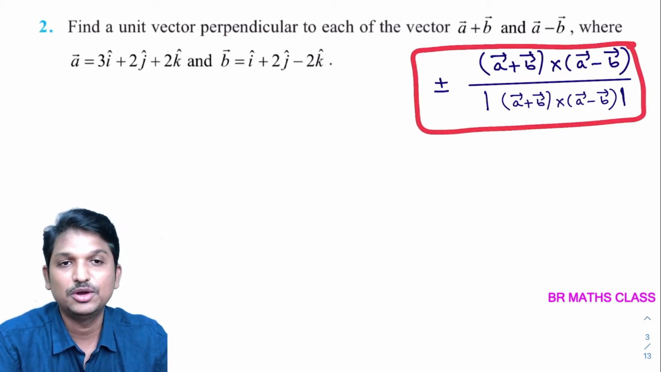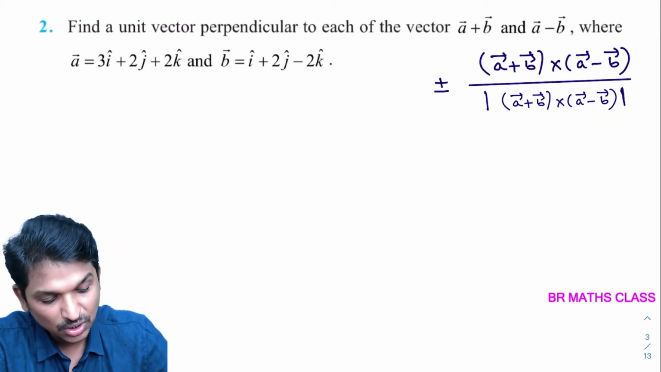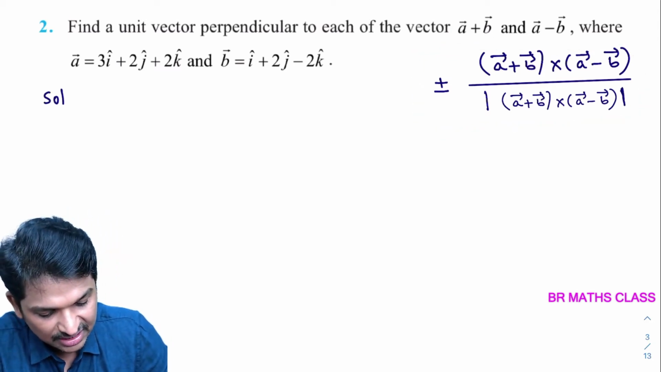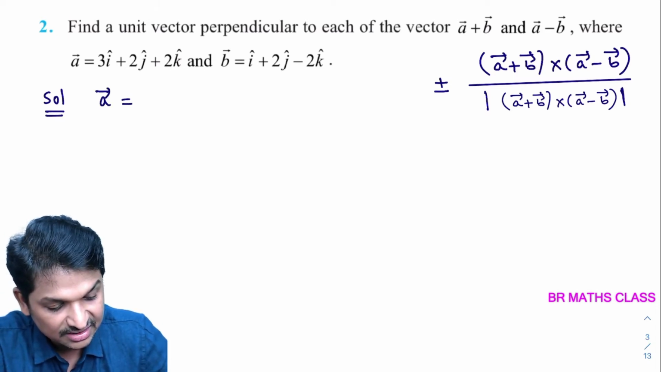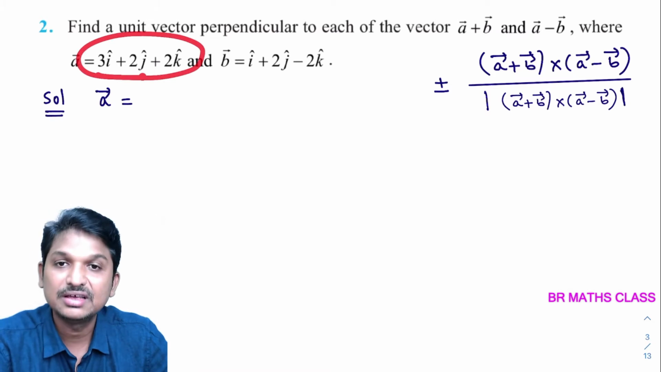We need to use this formula. So first I'll try to calculate this one. For that, what is the given data? They given a bar. A bar is given as 3i cap plus 2j cap plus 2k cap.